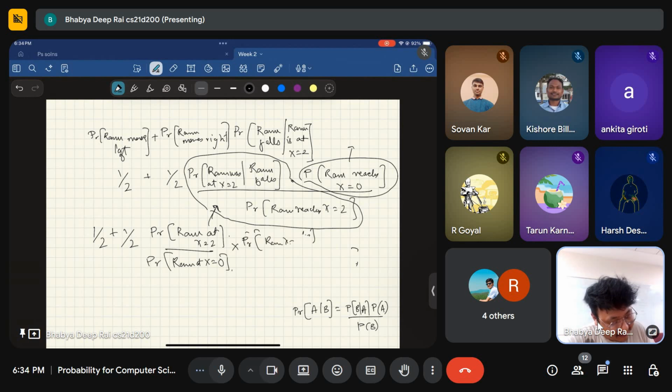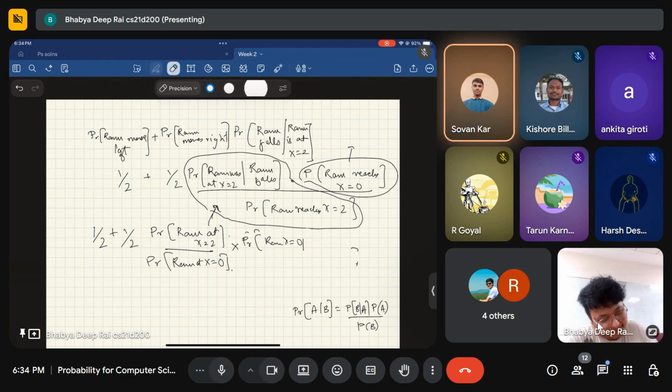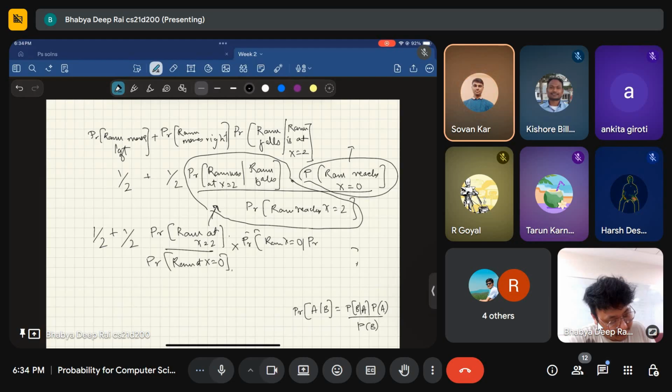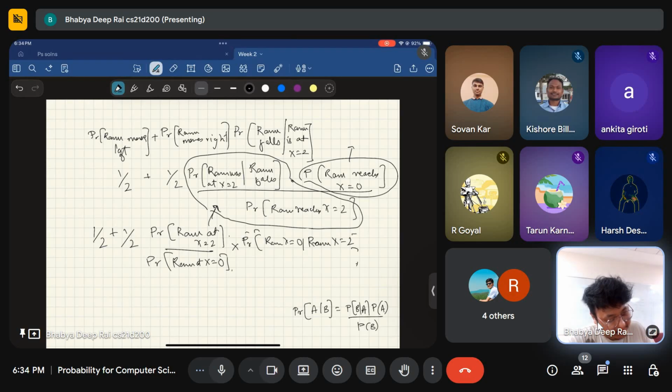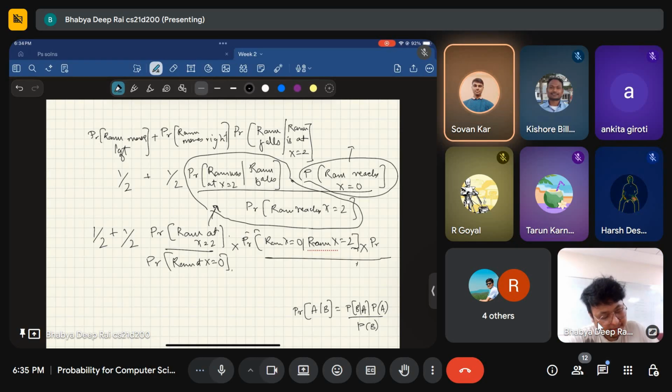Ramu x equals 0, given that Ramu is at x equals 2. Ramu x equals 2, right? And you have this. Now additionally you have this multiplied by the probability that, oh okay, you don't need to do that. Now this, no, I think this is not going anywhere.